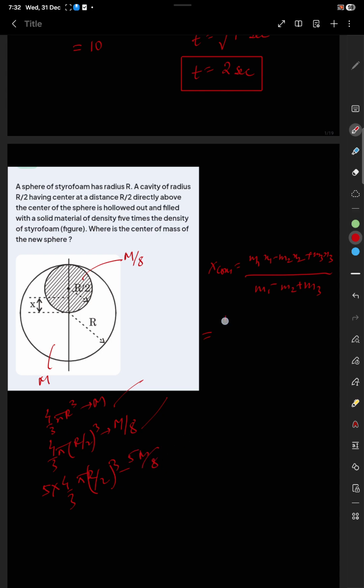So m into x1, x1 is how much, x1 is 0, because the center of mass is 0. Okay, m2 is m by 8 into x2, x2 is how much, given, the center of mass is at r by 2, and m3 is at the same center, at r by 2, because you are adding something having a density 5 times the earlier density. So the answer is coming r by 6.